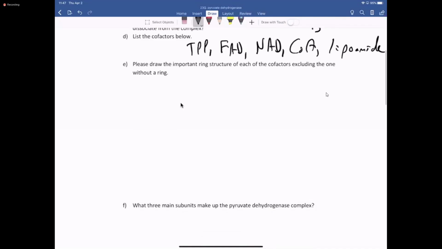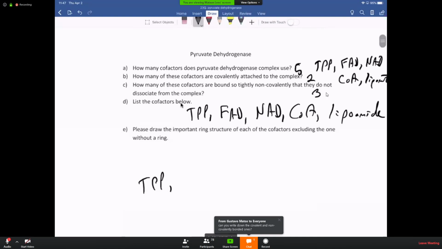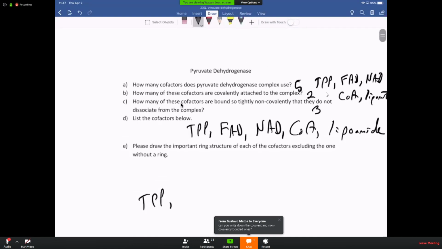Again, here, draw the important ring structure. So clearly, TPP has an important five-membered ring structure, and so you would need to draw TPP. FAD has an important ring structure as well for the oxidation reduction. And so therefore, in this case here, covalent would be FAD and the lipoamide.